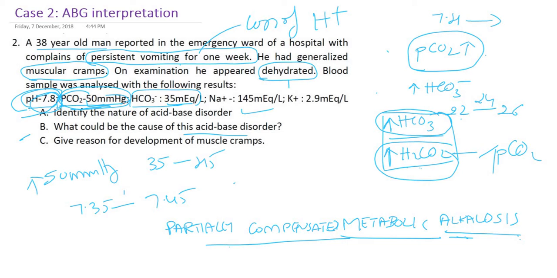Give the reason for development of muscle cramp. We learned that in metabolic alkalosis there will be hypokalemia, and with hypokalemia there will be muscle cramps.